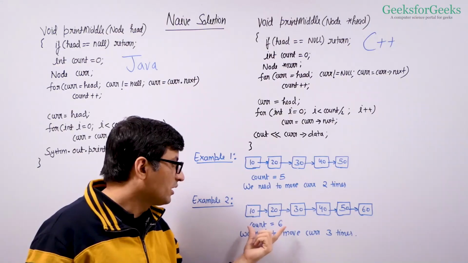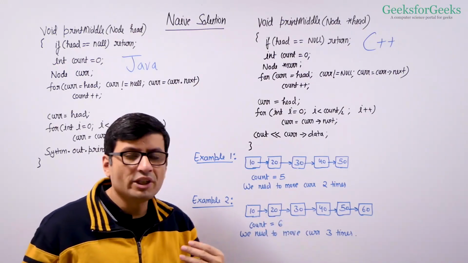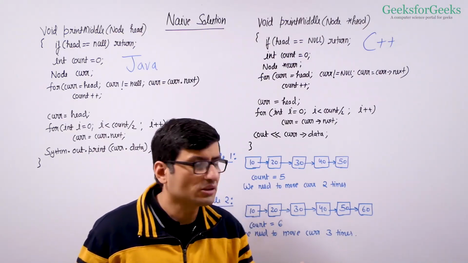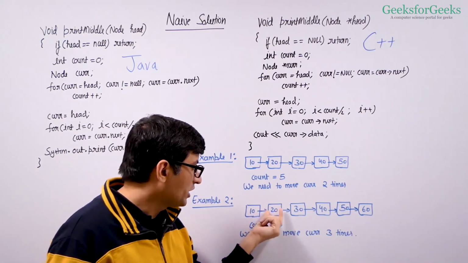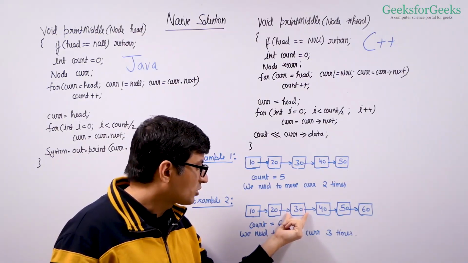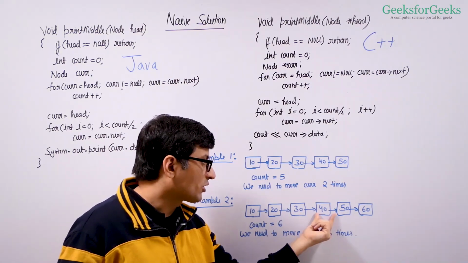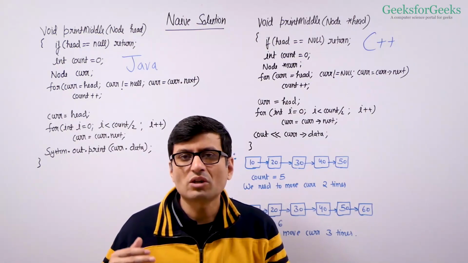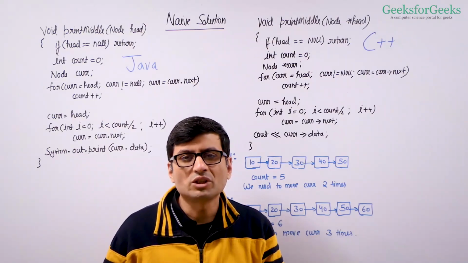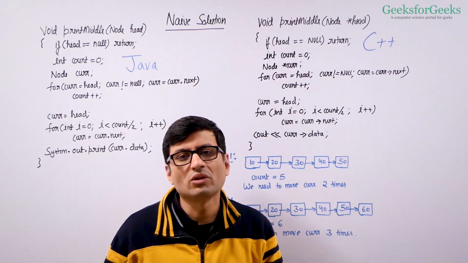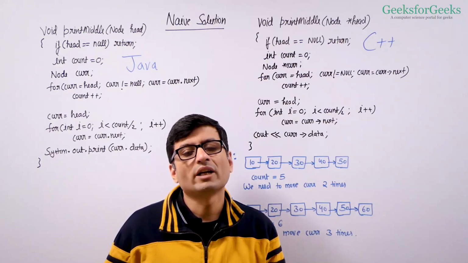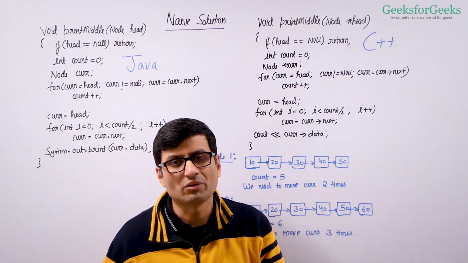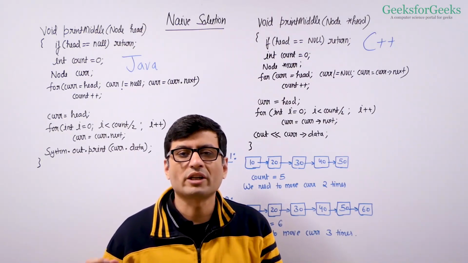Let's see this example. Here we have the count as 6. We need to move our current reference or pointer from the head node 3 times. First time when we move, it will come to 20. Next time when we move, it will come to 30. And next time when we move, it comes to 40, which is our expected output. So this is the idea. First, count how many nodes this linked list has. Once you have the count, run a loop count by 2 times, and move your current pointer or reference from head to the appropriate middle node. And at the end, print whatever the current node has.